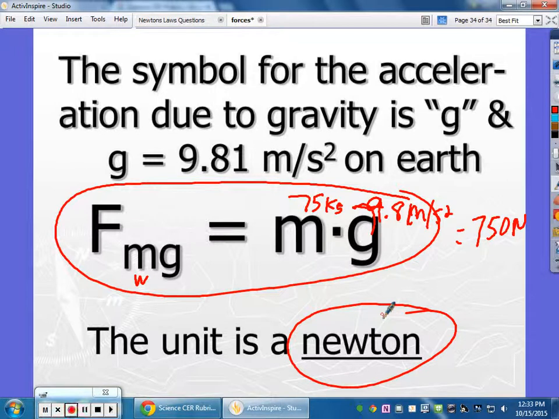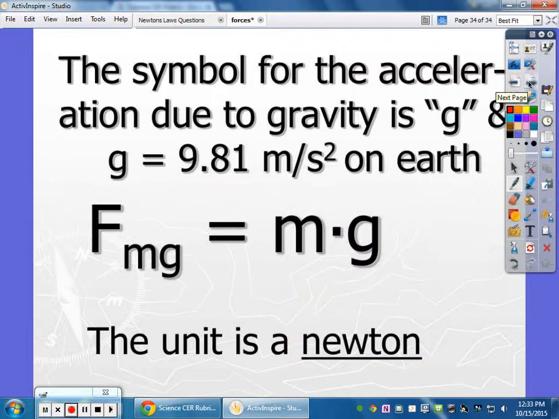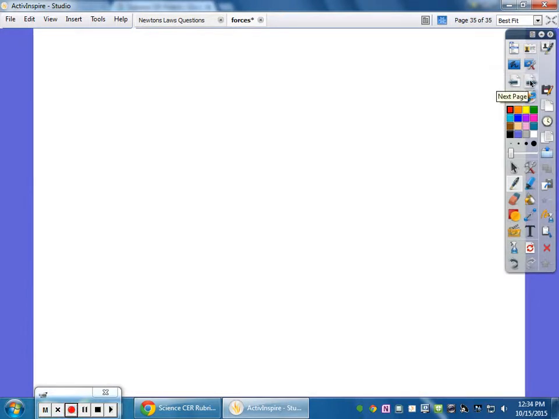Everybody understand? We good? Because that's, I think, the end of the notes. Yep, that's the end of the notes. Nope. So we'll end this for now and pick it up on free body diagrams.